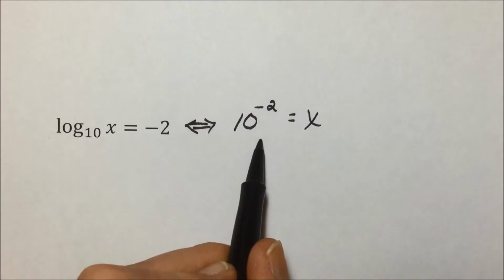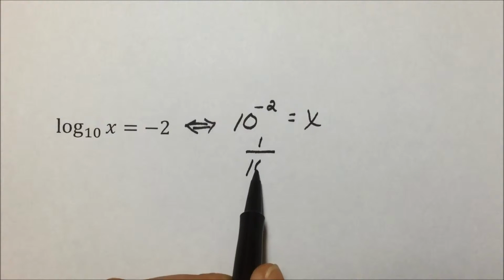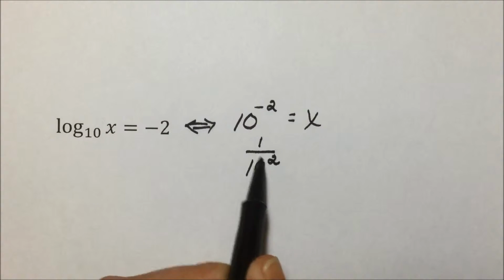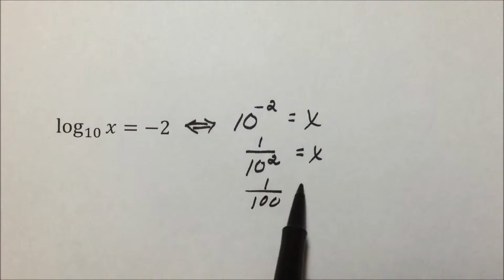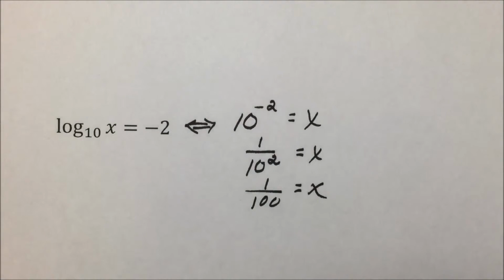10 to the -2, to get rid of that negative exponent, we'll drop that to the denominator, so we have 1 over 10 squared. 10 squared being 100, so we can answer x is equal to 1/100th, or if we want to put it in a decimal form, we could write it as 0.01.